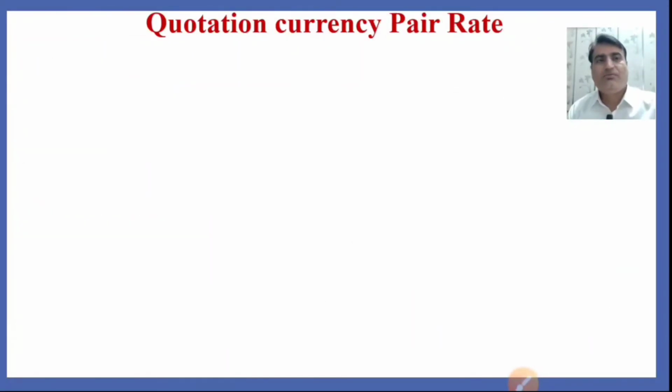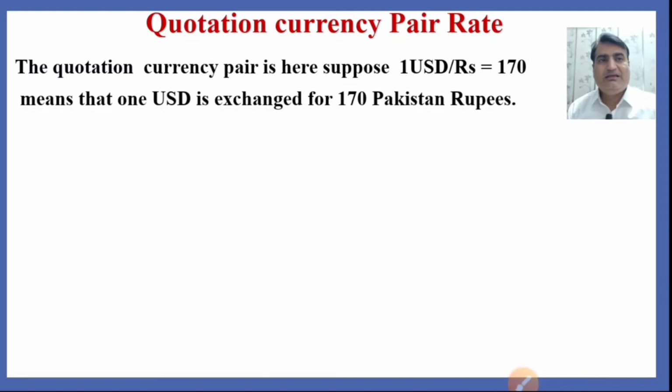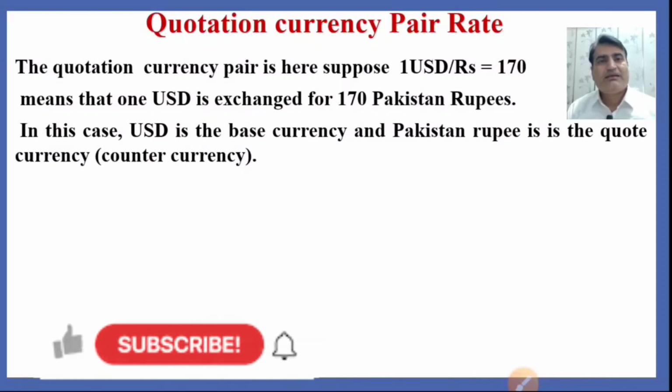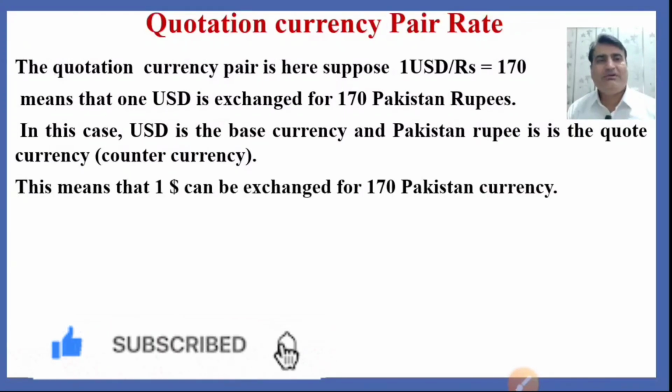What is quotation currency or pair rate? The quotation currency pair is here, suppose, 1 US dollar per 170 Pakistan rupees. It means that 1 US dollar is exchanged for 170 Pakistan rupees. In this case, US dollar is the base currency and Pakistan rupee is the quote currency, means counter currency. This means that $1 can be exchanged for 170 Pakistan rupees.